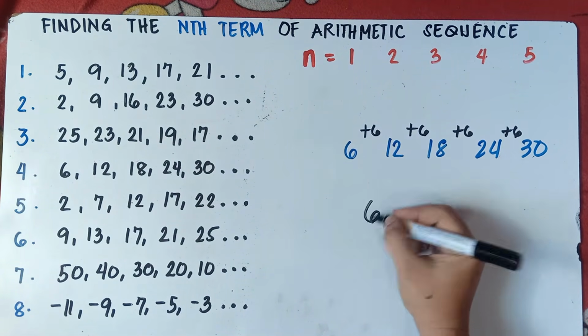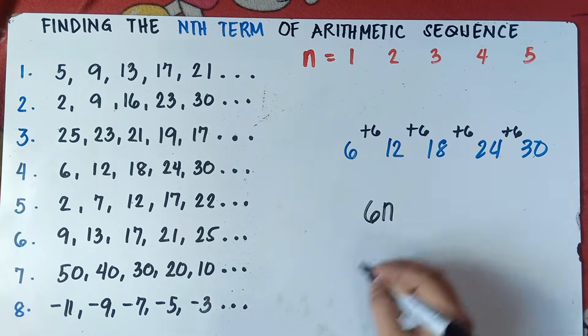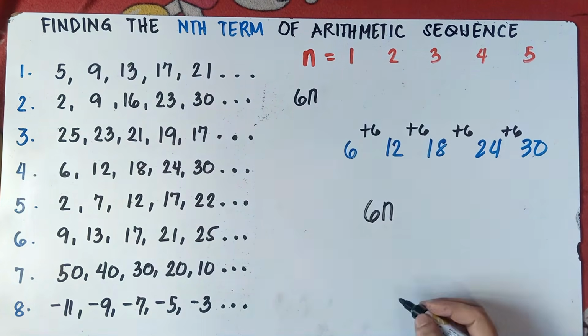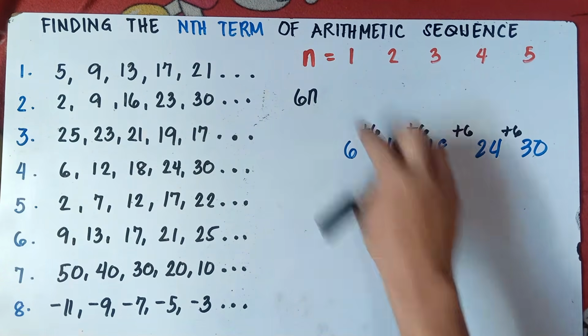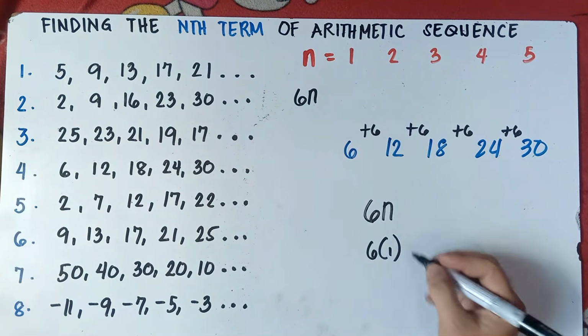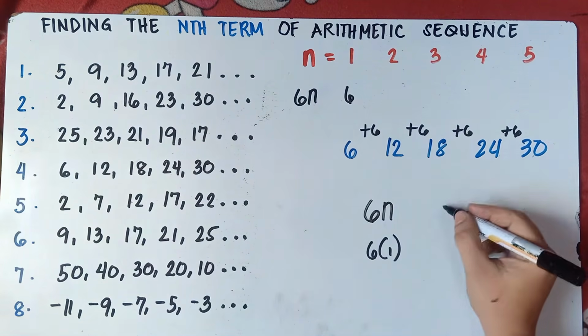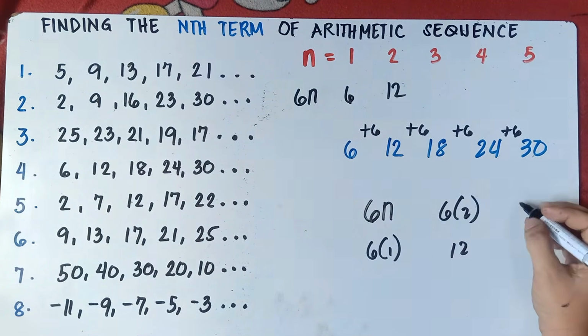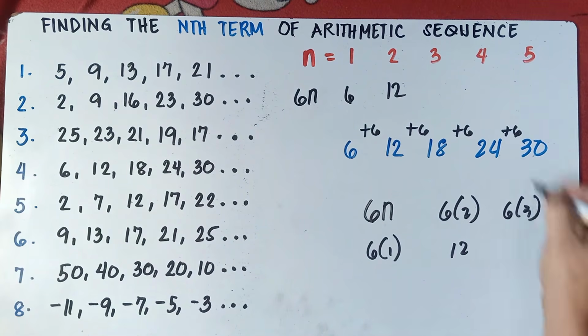So we will write 6 and then copy n: 6n. Now if n is 1, 6 times 1 is 6. If n is 2, 6 times 2 is 12. If n is 3, 6 times 3 is 18.